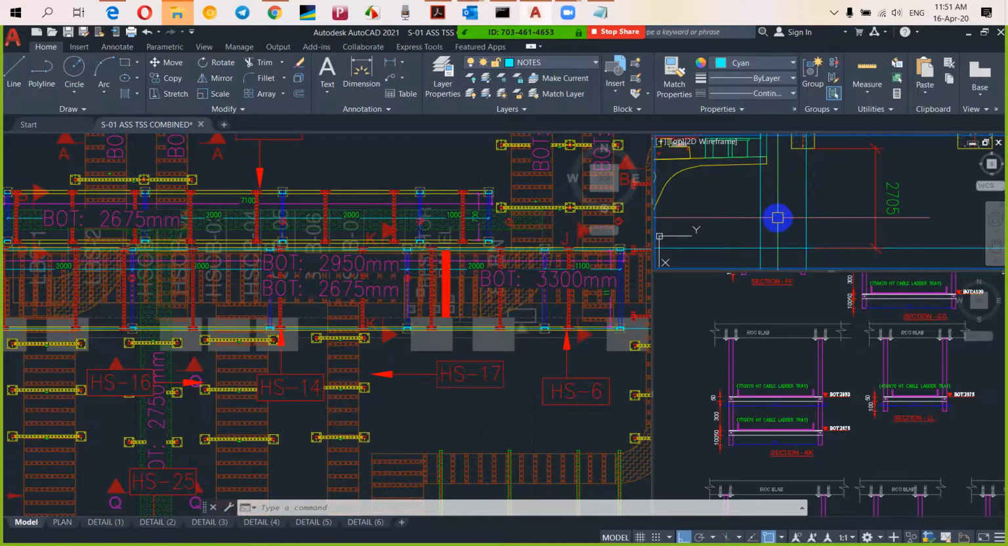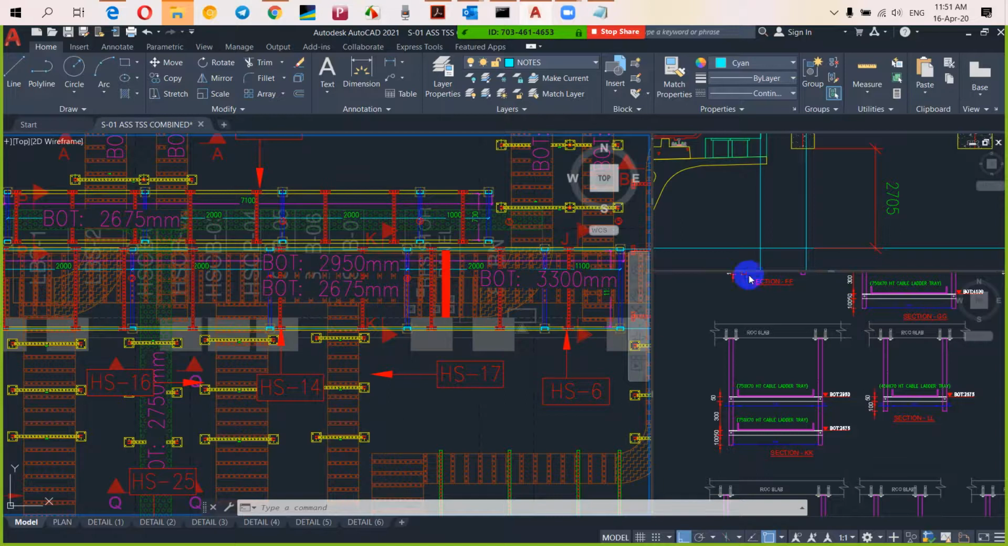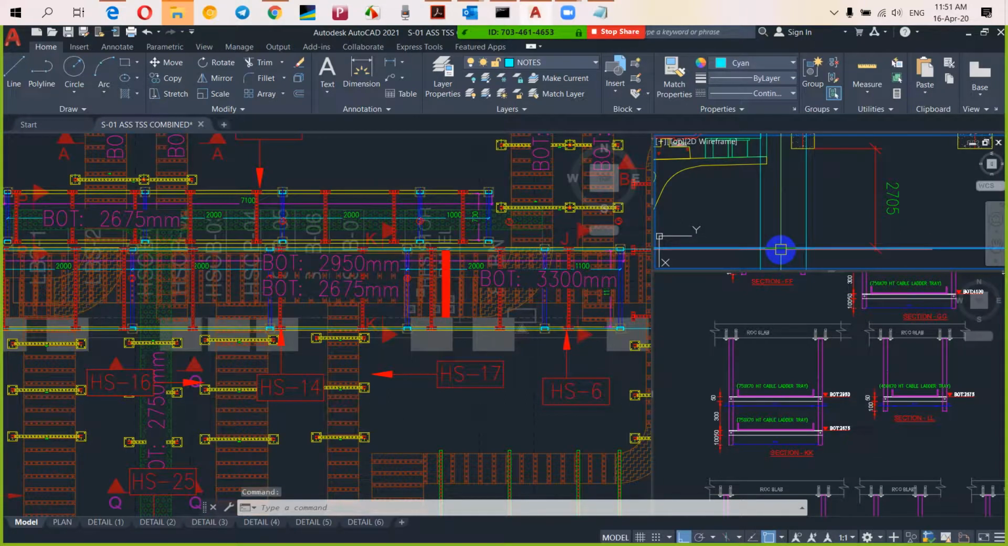Now the bottom line in the section drawing is referring to 2675. So you have measured the clearance from the bottom of the beam to that position as 2705. As your unistrut is only 2.5 meter, you want us to move the tray further above. Yes.